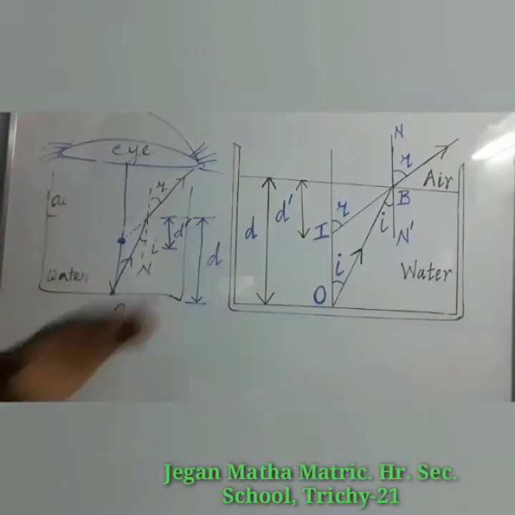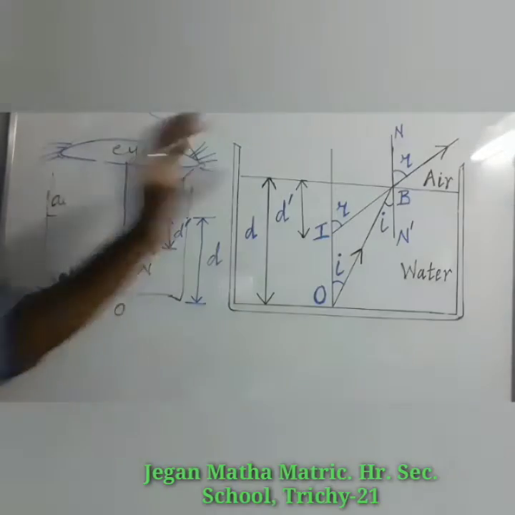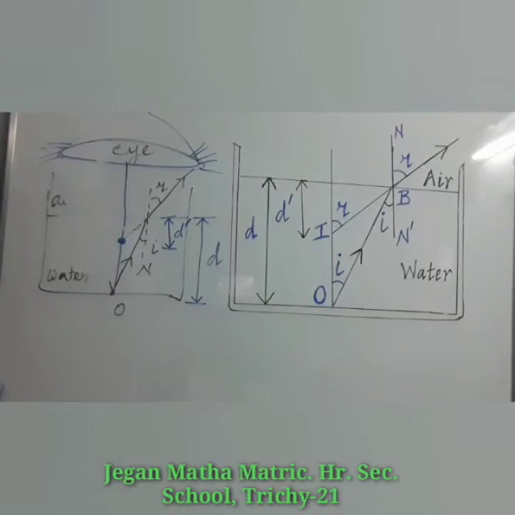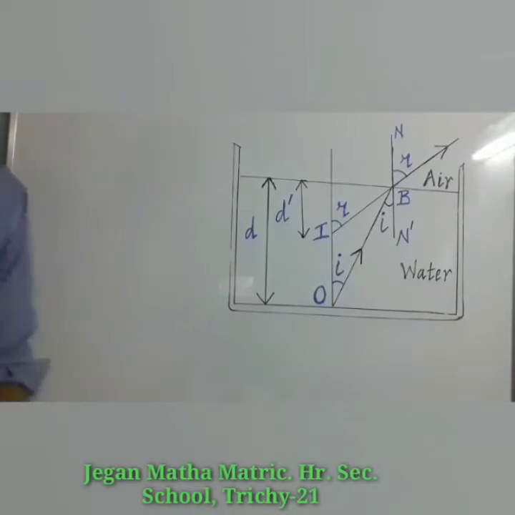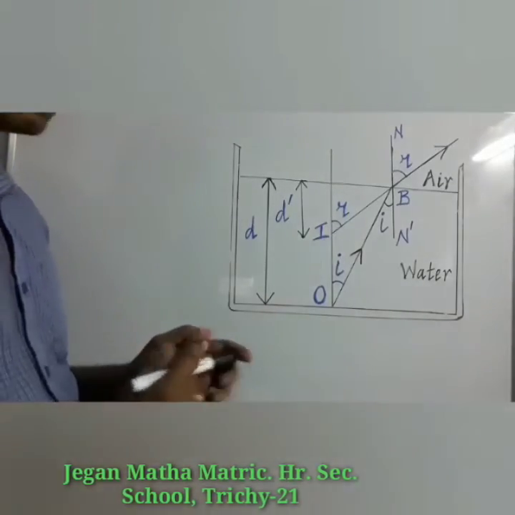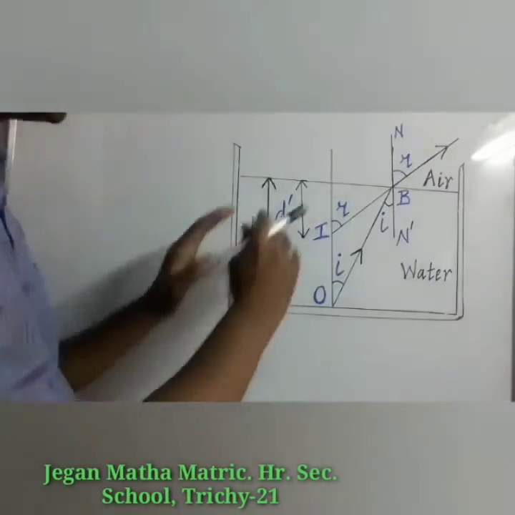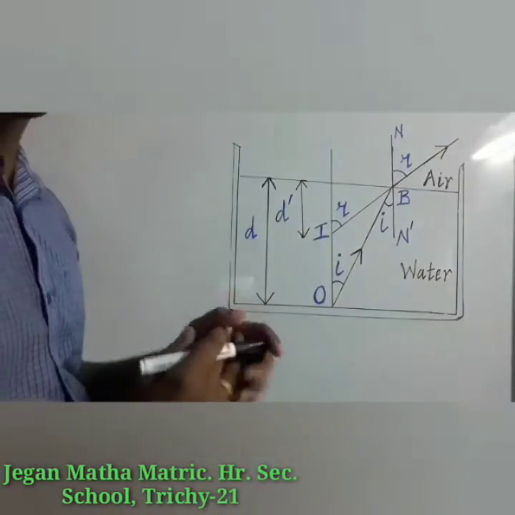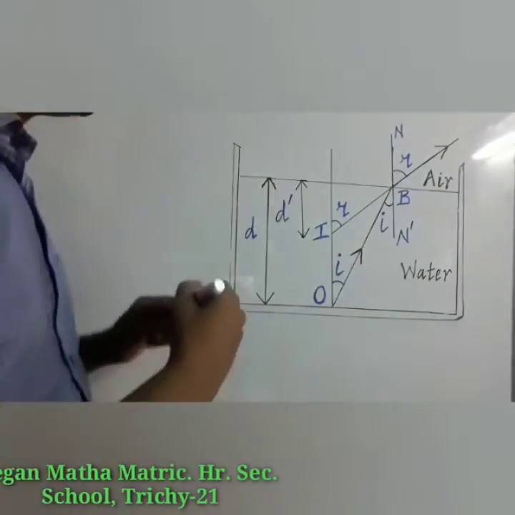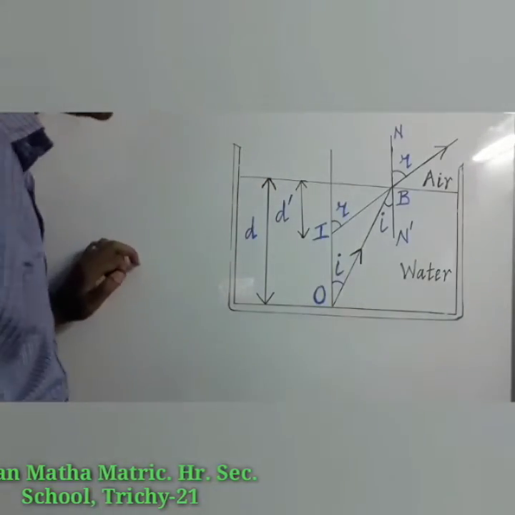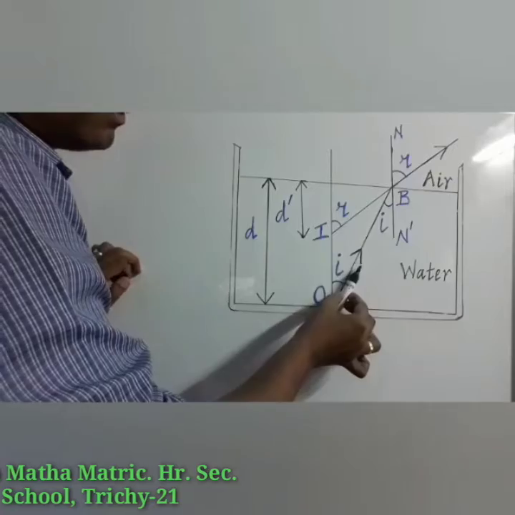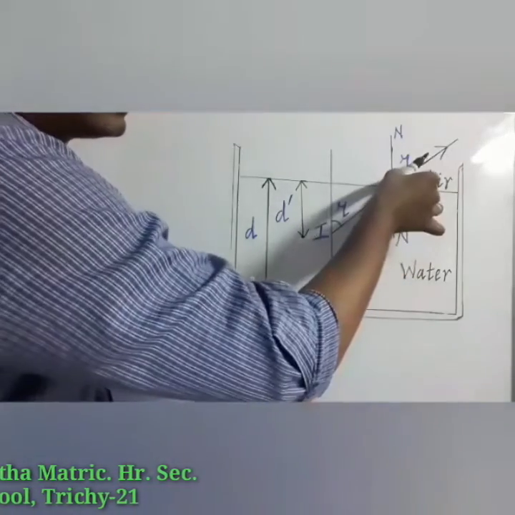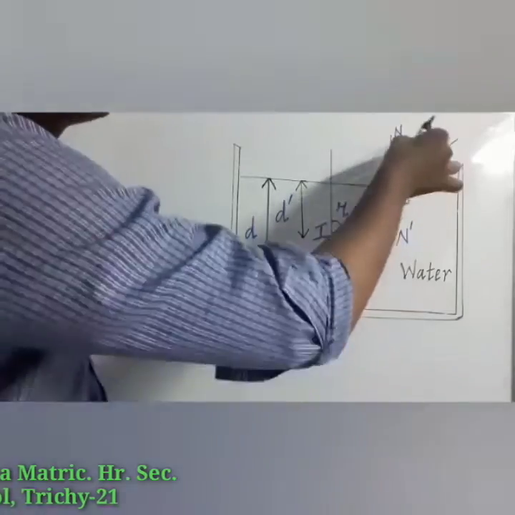So here I have drawn the half portion of the previous diagram. Hereafter we are going to concentrate on this diagram. Let us recapitulate. Here we have taken the tank which is filled with water. Above the water there is air, which is considered as the second medium. At the bottom of the tank we have the object. The light ray from the object travels in the denser medium. At the point B, it enters into the air medium, the rarer medium.